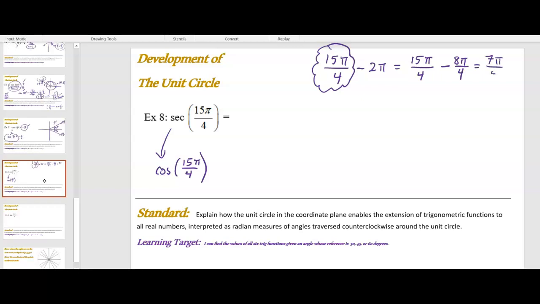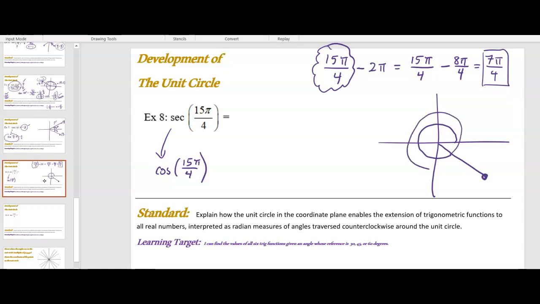7 pi over 4. Now I know where that lives. Originally it was here, that's 15 pi over 4, but we subtracted 2 pi to take it into something we can get a handle on. So I do want to make this clear. Cosine of 15 pi over 4 will equal cosine of 7 pi over 4. We're not saying the angles are equal. We're saying the value of cosine is the same.